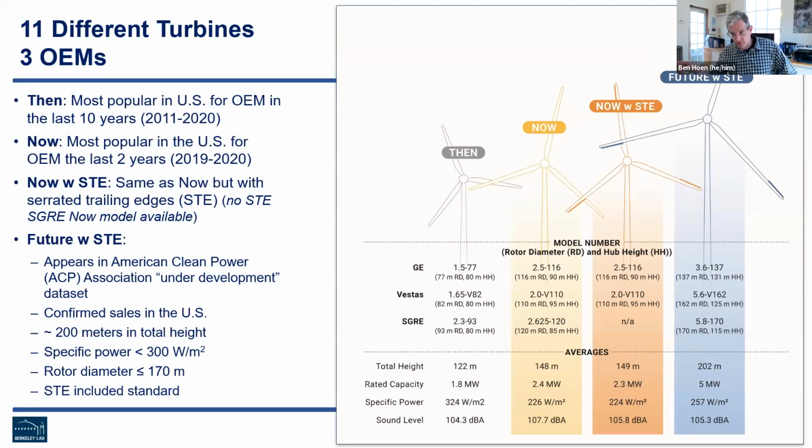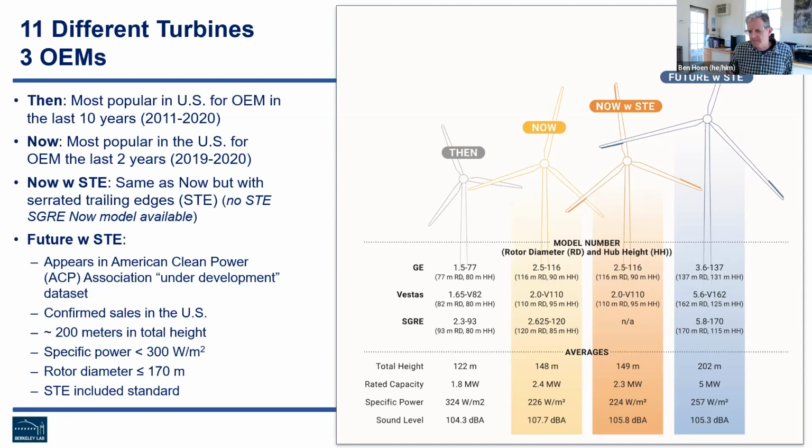Now, if we jump to the future, as we heard from talking to the original equipment manufacturers, the standard is that these turbines are going to be installed with these serrated trailing edges. And the picture shows them there at the end of the blade. Well, we knew that was going to be the case, and we'd have to factor that into our future analysis.